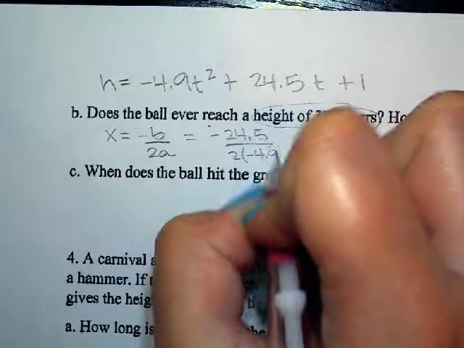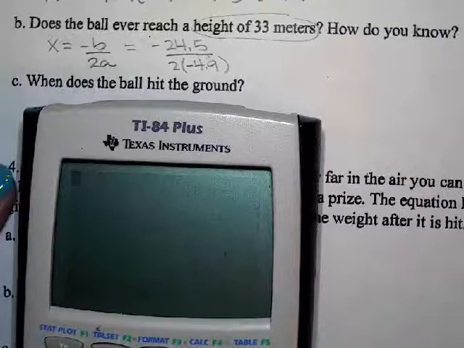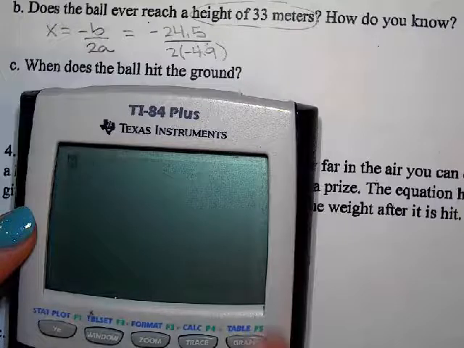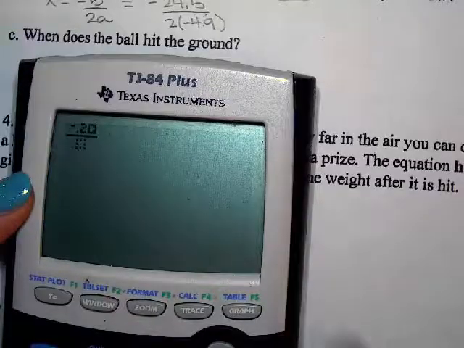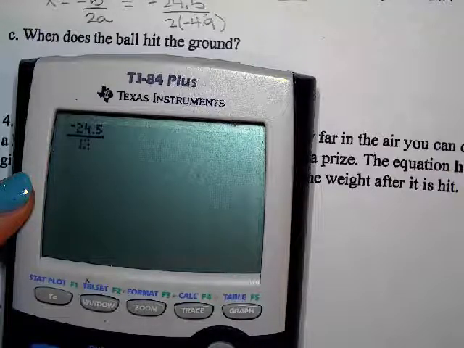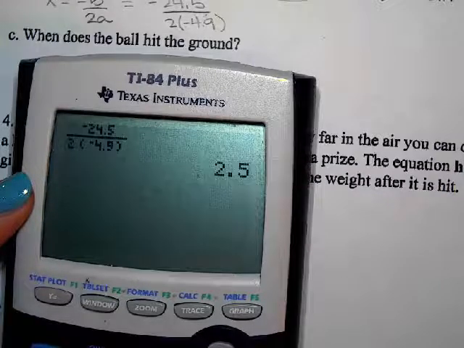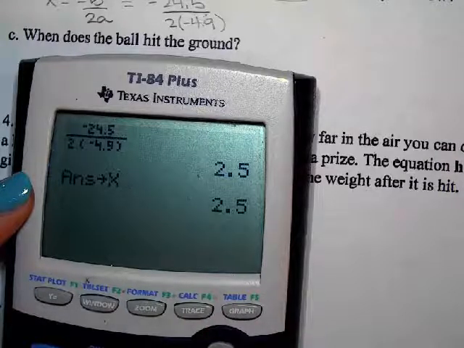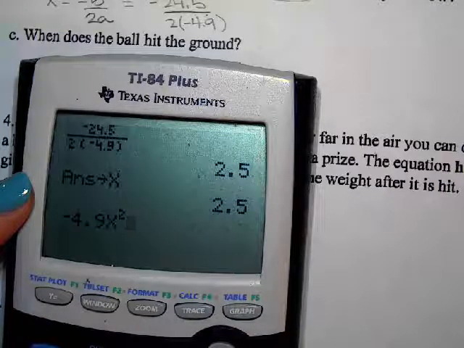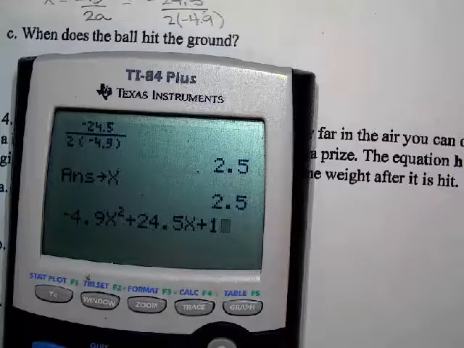Oh, is it nice? Oh, okay. Oh, okay, okay. So we're going to store that as x, and then plug it into the equation. All right, and then what are you guys getting for your y-coordinate? Okay, so if the vertex is 2.5, 31.625, then does the ball ever reach a height of 33 meters?